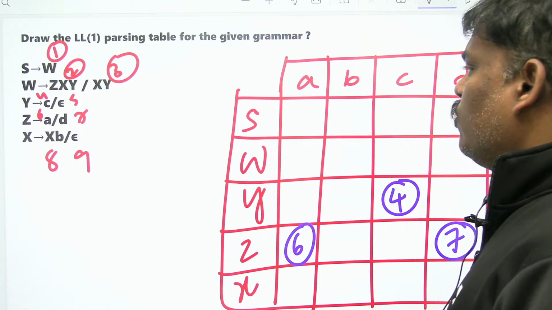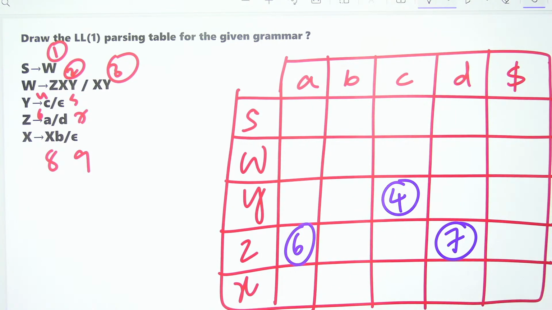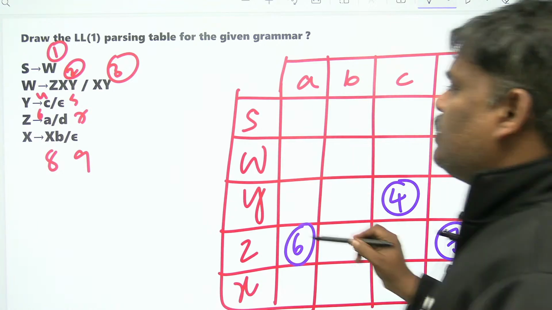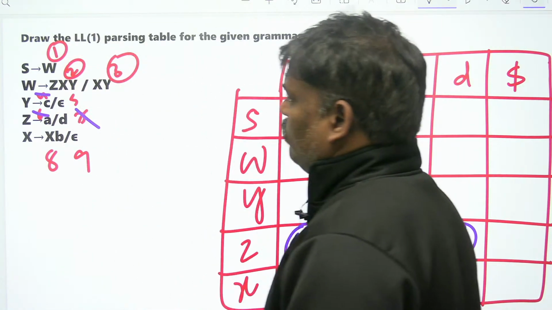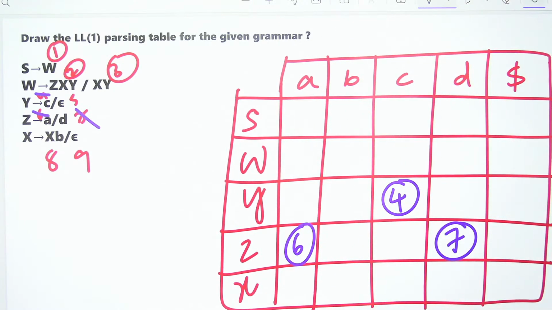Fourth production will go to Y row, C column. Right? That is fine. Until now it's okay. I think 7 is over, 6 is over, 4 is also over. Let's see the remaining ones.